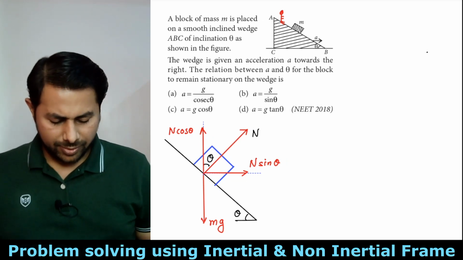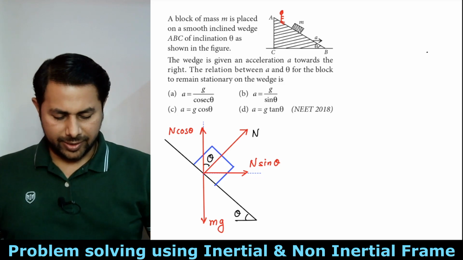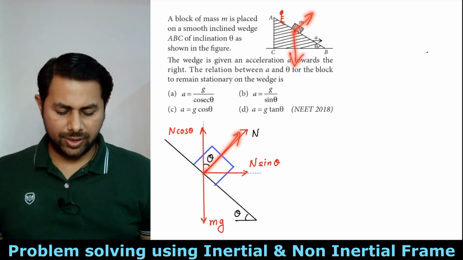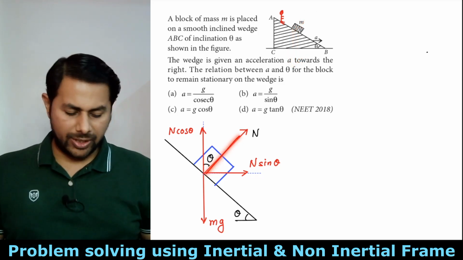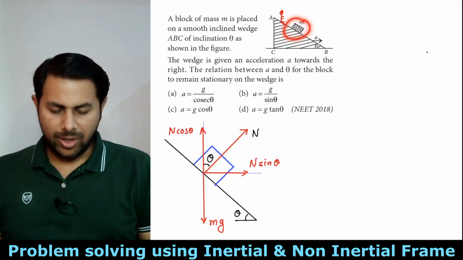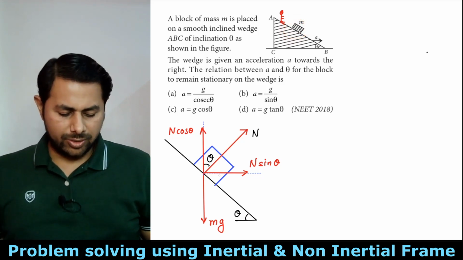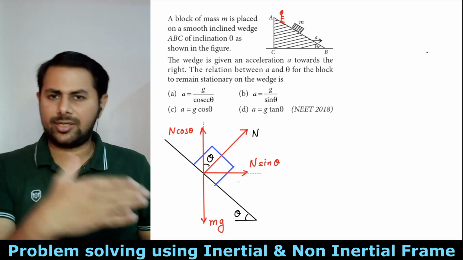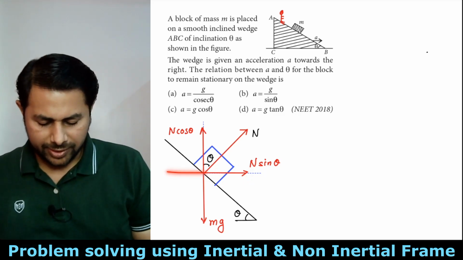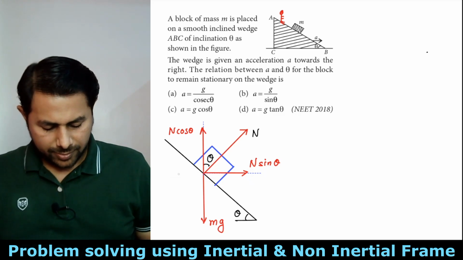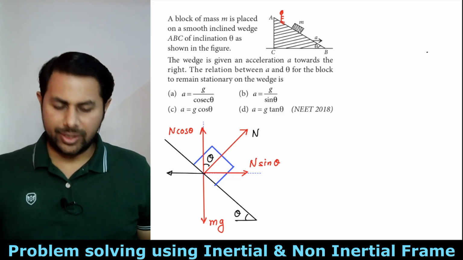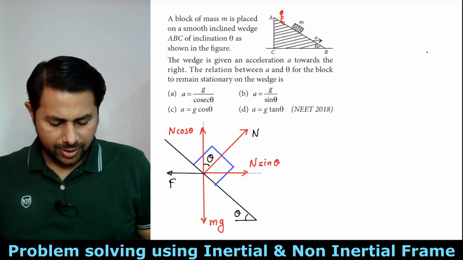So the only difference is there. He will also see this normal reaction, and mg, and he will also resolve the normal reaction into two components. But for him, the block is steady, not moving. So if this component of normal reaction is towards the right, there must be one force towards the left which balances that component of normal reaction. So what is that force? It's the pseudo force.